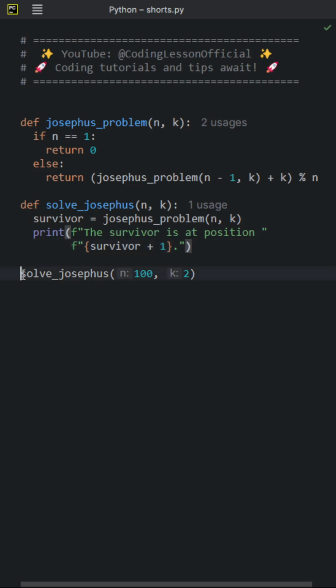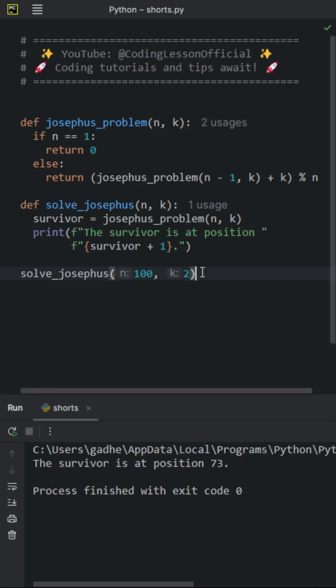Let's solve the problem for 100 people, eliminating every second person. The output? The survivor is at position 73. Try solving the Josephus problem for different group sizes and steps.